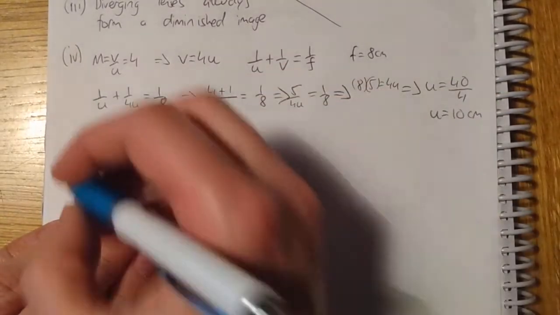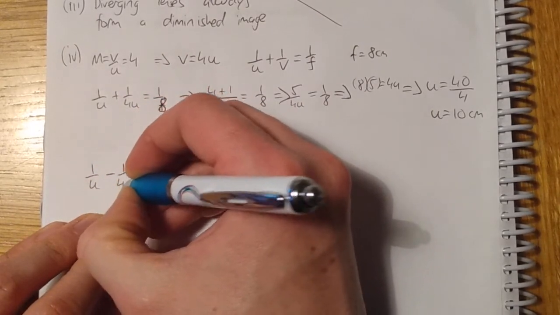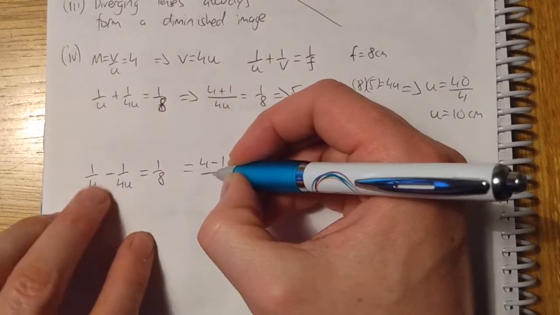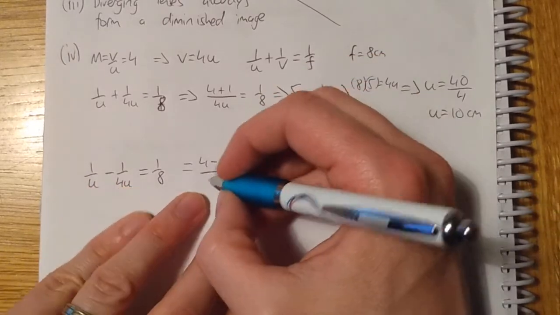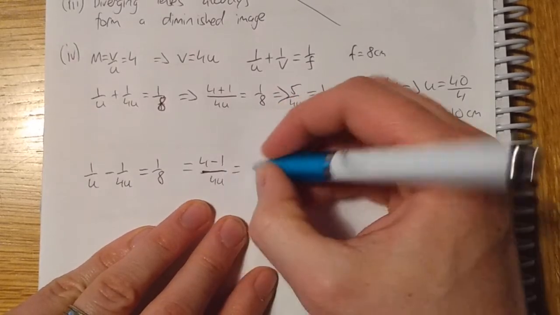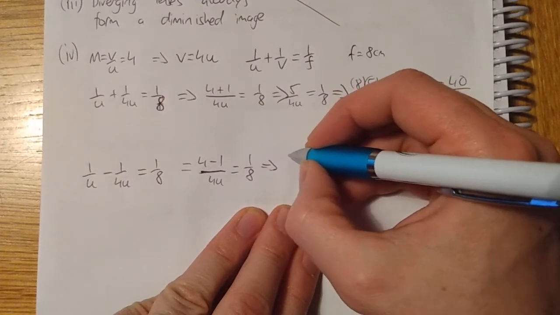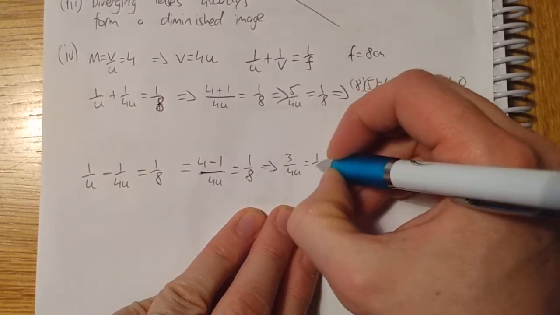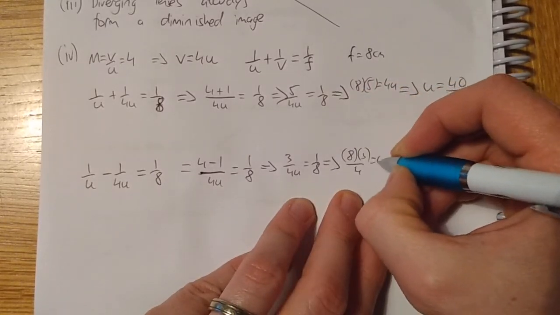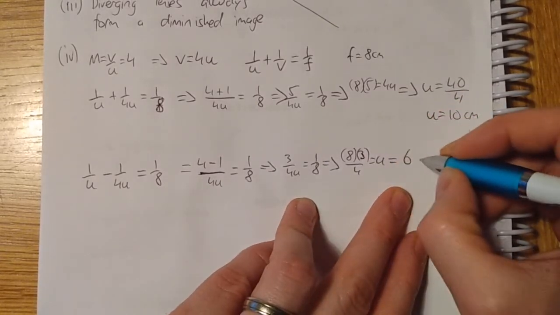Now, the other way we could have it is if we have a virtual image, then the v is negative. So I'm going to do that. It's working out very similar. The v is minus, it's on the opposite side to where it should be, so it's given a negative. Except this time we get 3 over 4u is equal to 1 over 8. Now I'm going to do this properly this time. I'm going to have 8 by 3 divided by 4 is equal to u, which means that u, 8 threes are 24, divided by 4, is 6 centimeters.